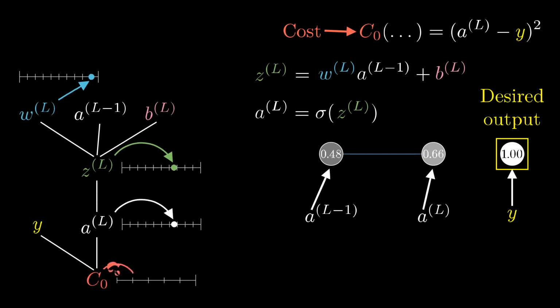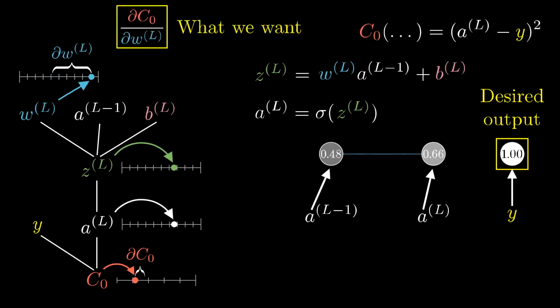Our first goal is to understand how sensitive the cost function is to small changes in our weight, w^(L). Or phrased differently, what is the derivative of C with respect to w^(L)? When you see this ∂w term, think of it as meaning some tiny nudge to w, like a change by 0.01. And think of this ∂C term as meaning whatever the resulting nudge to the cost is. What we want is their ratio.